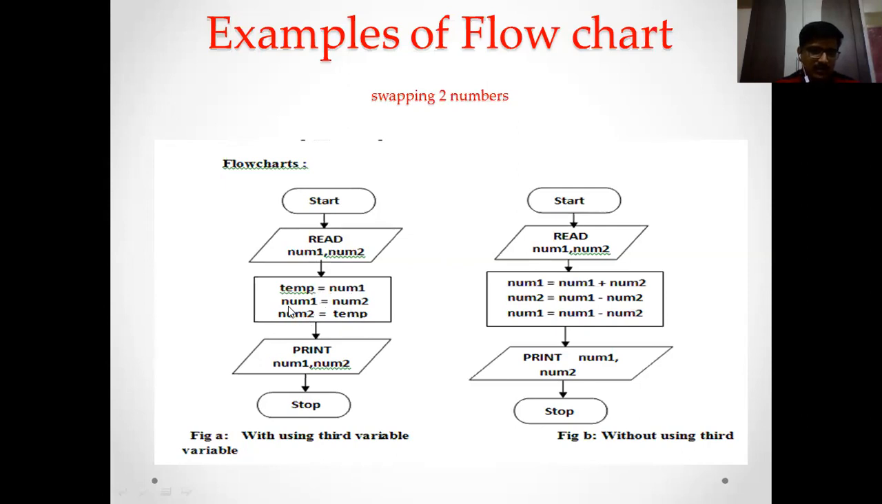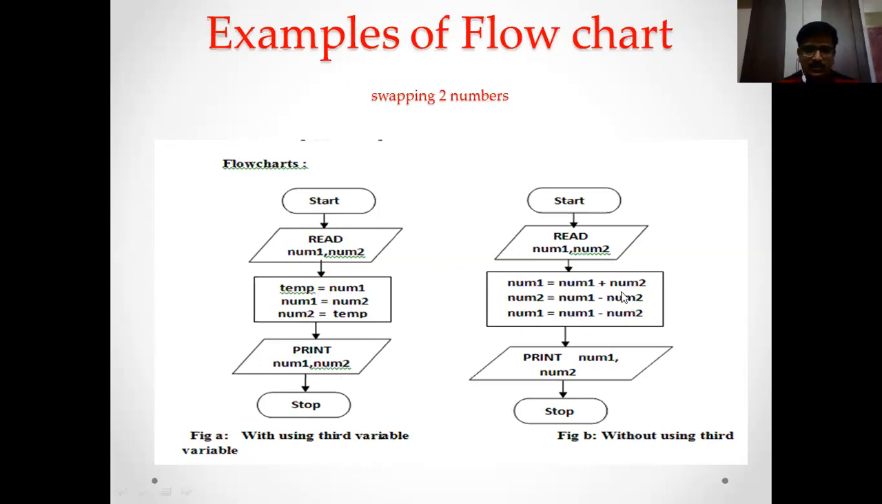Therefore, now num1 has become 20 and num2 has become 10. Then print number one and number two, that is, number one is 20 and number two is 10, then stop. This is using the temporary variable.